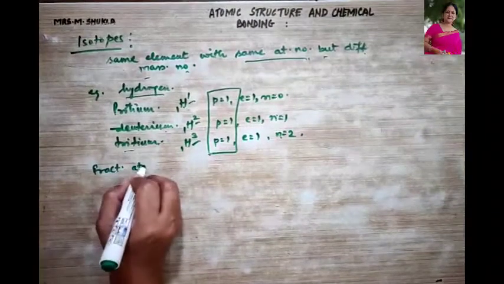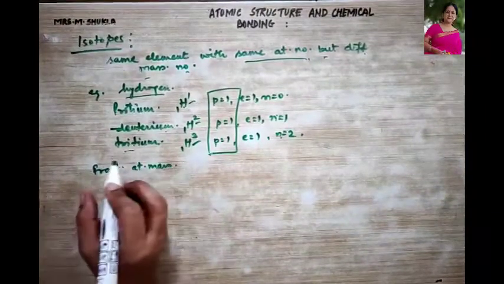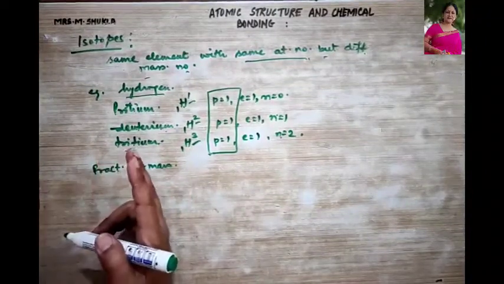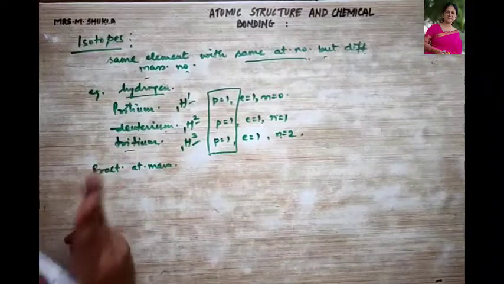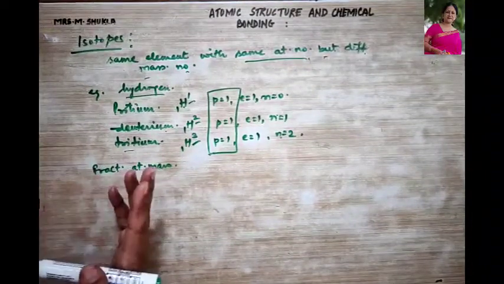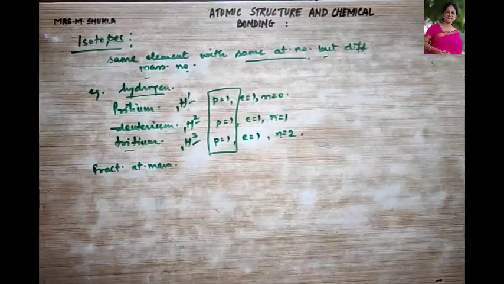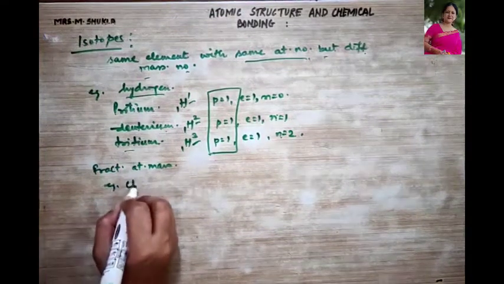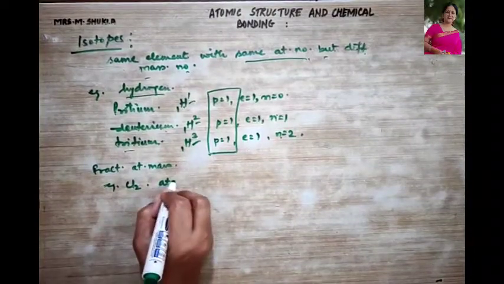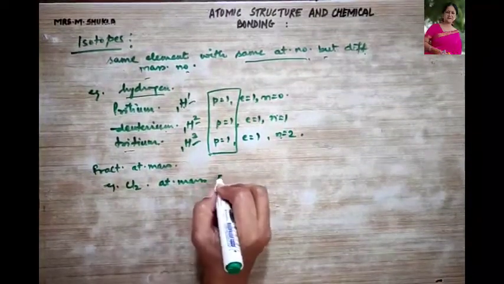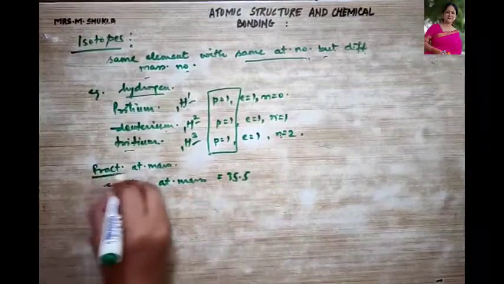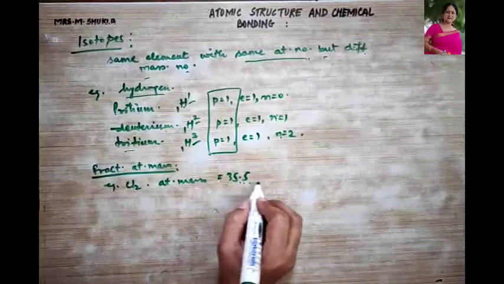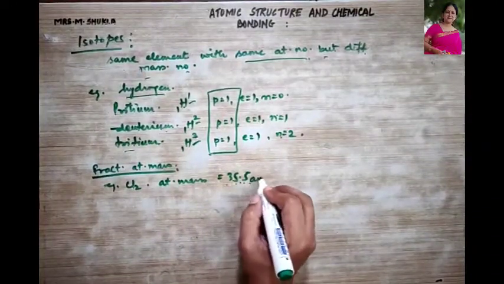Then fractional atomic masses. Some of the elements have fractional atomic masses. For elements which show isotopes, which have 2 or more isotopes, the atomic weight of such an element we take as the average of the atomic masses of the various isotopes in which they are found. For example, over here we take chlorine. Atomic mass of chlorine is 35.5. That is what I am talking about, fractional atomic mass. It is not a whole number, it is a fraction, 35.5 AMU.